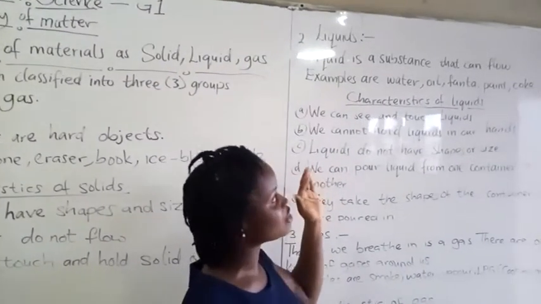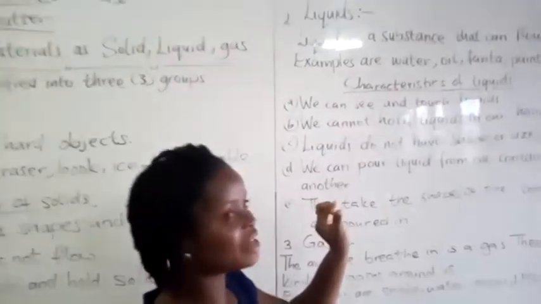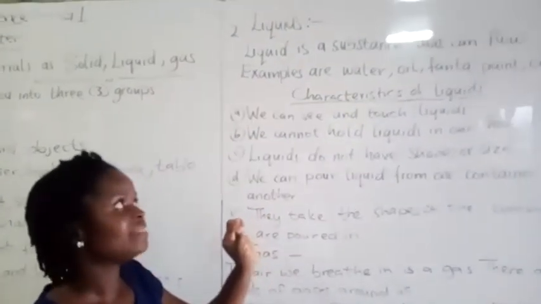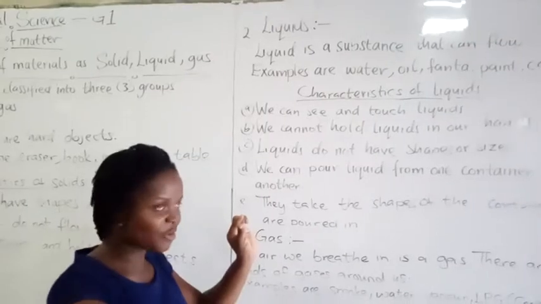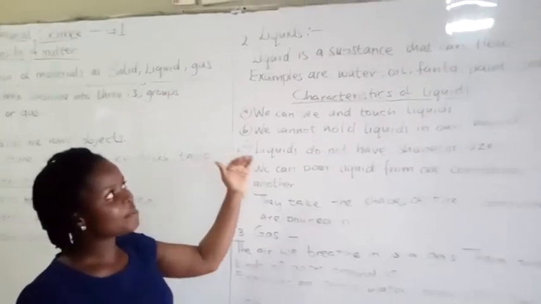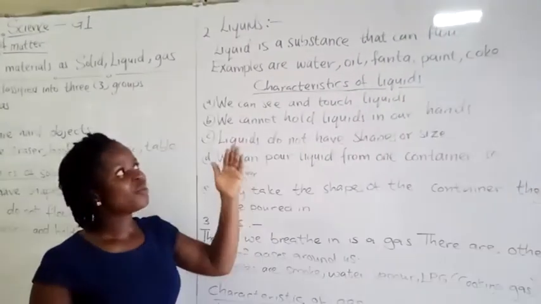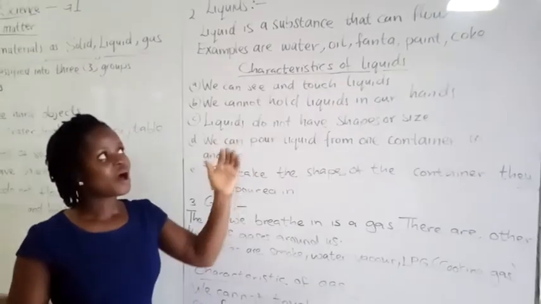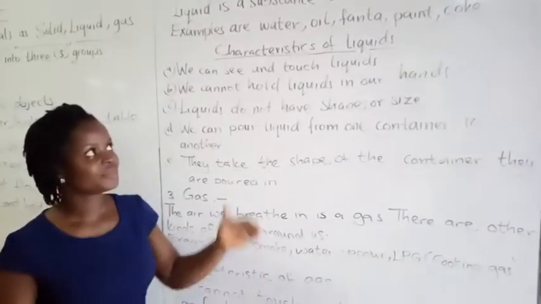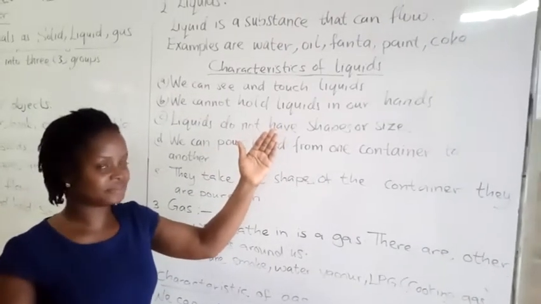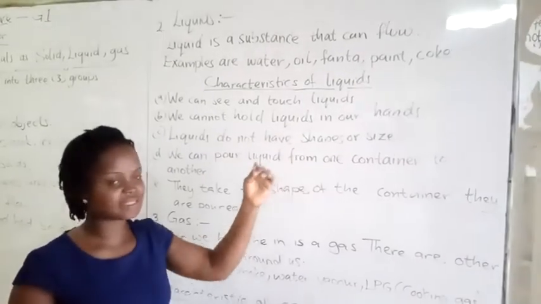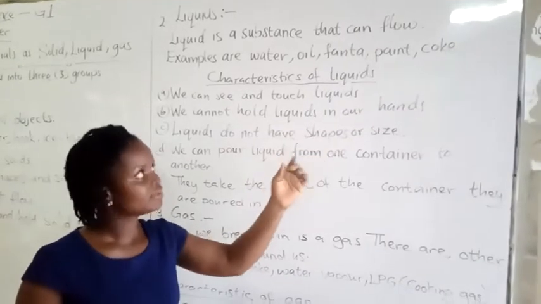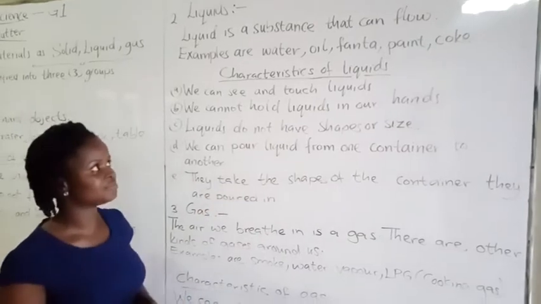Now let's go to liquids. A liquid is a substance that can flow. That can what? Flow. Good. Examples are water, oil, Fanta. Remember Fanta? Good. Paint, Coke, and so on.